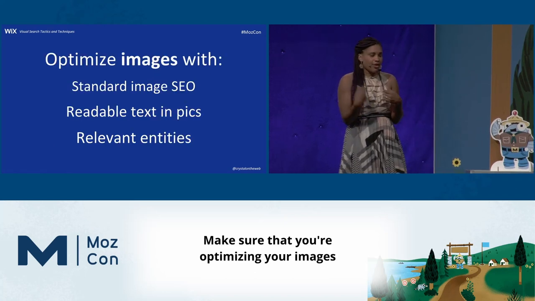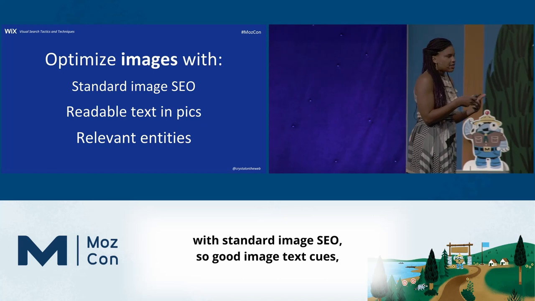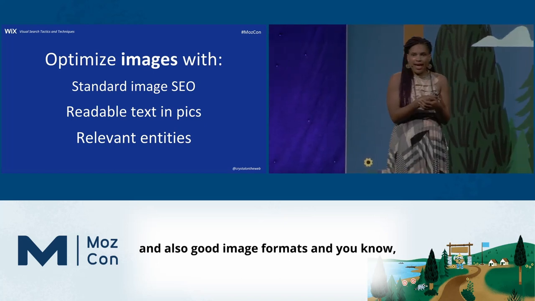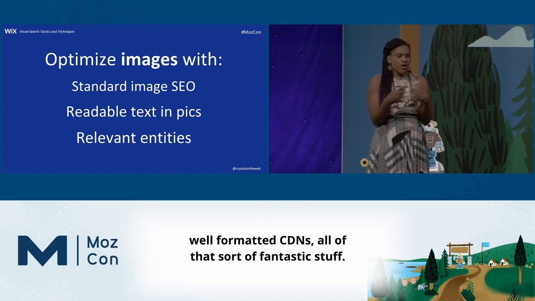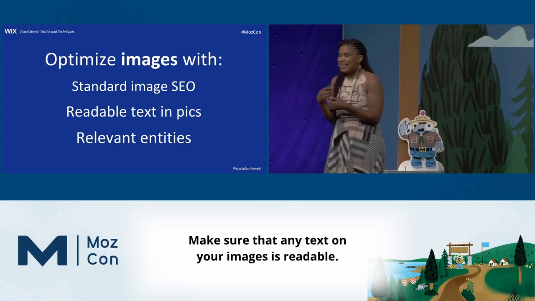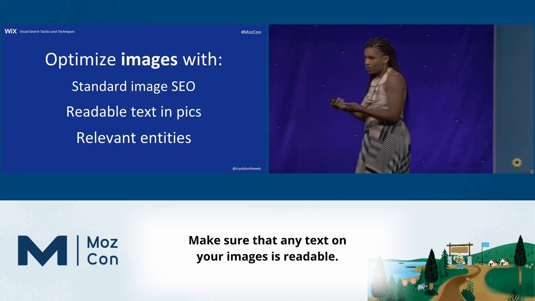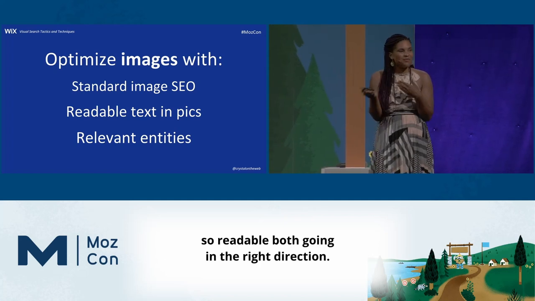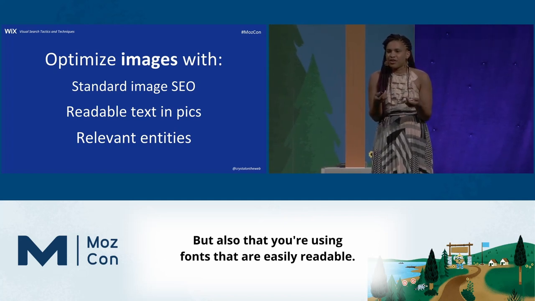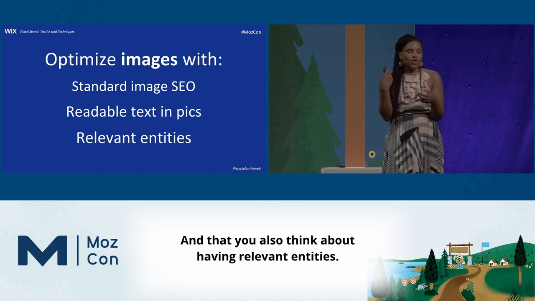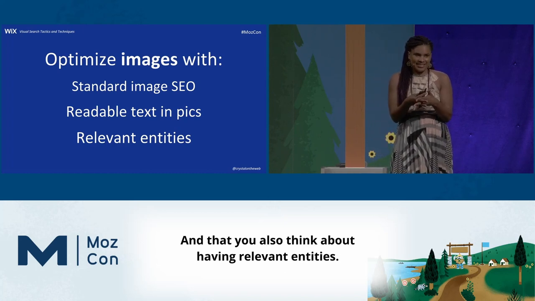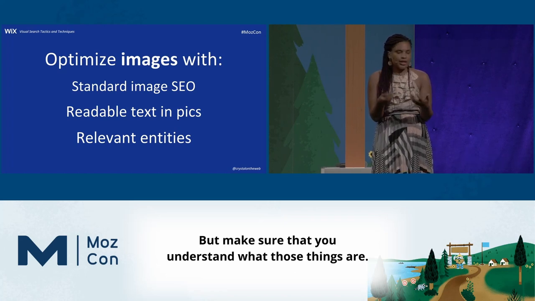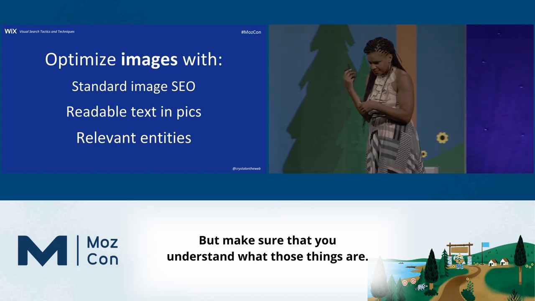Make sure that you're optimizing your images with standard image SEO, so good image text cues, good image formats, well-formatted CDNs, all of that fantastic stuff. Make sure that any text on your images is readable, in the right direction, using fonts that are easily readable, and that you also think about having relevant entities. There are a number of different ways that you can connect with understanding your entity profile, but make sure you understand what those things are.